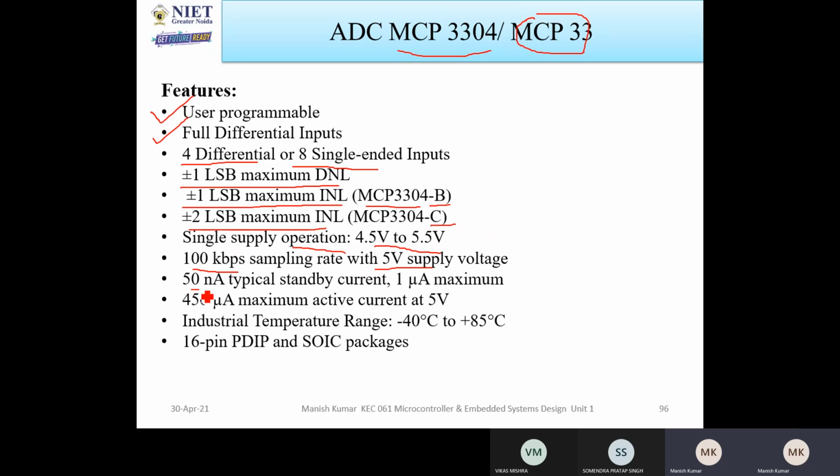The next is 50 nanoampere is the standby current, and 1 microampere is the maximum current. 450 microampere is the maximum active current at 5 volt.